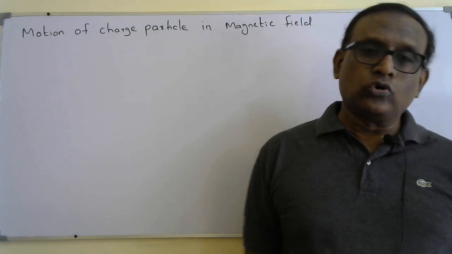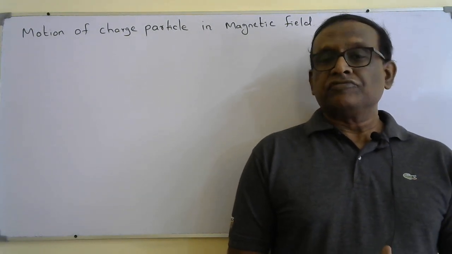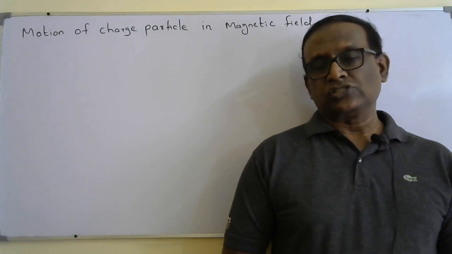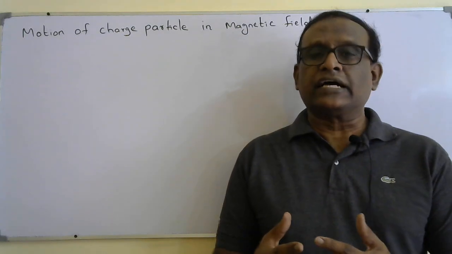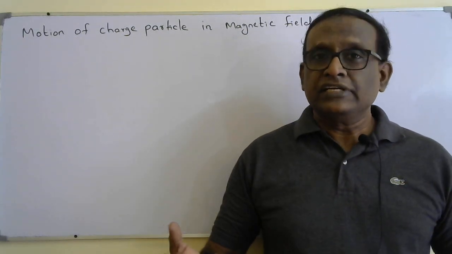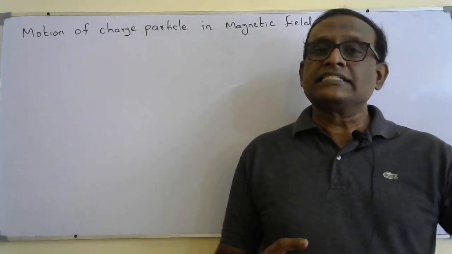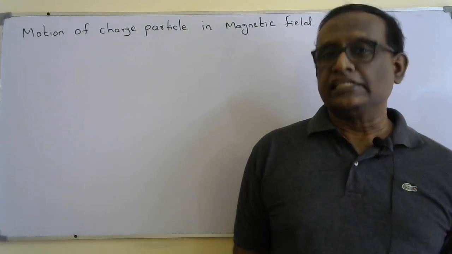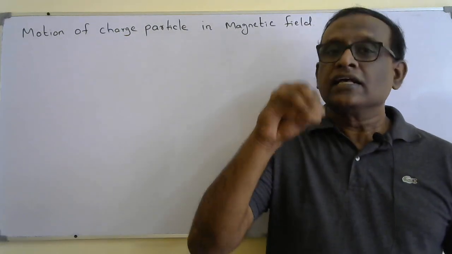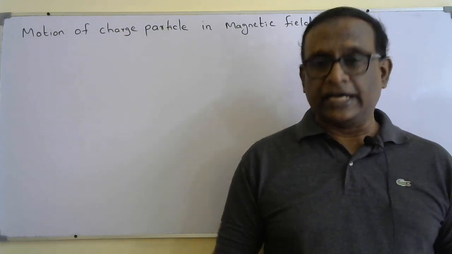Okay, next topic is motion of a charged particle in a magnetic field. We know that current flow is the rate of flow of charged particles. So whenever a charged particle flows, there will be current flow. Due to that current flow, there will be a magnetic field around it. So when this magnetic field interacts with the external magnetic field, there will be a force on the moving charged particle. If the charged particle is at rest, it won't have magnetic force because there won't be any current flow.